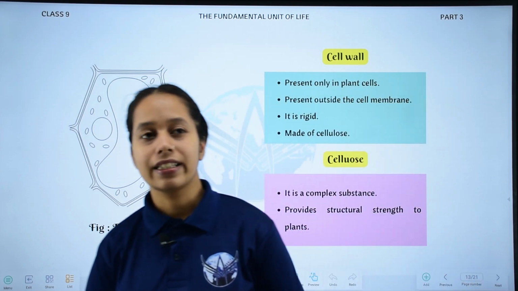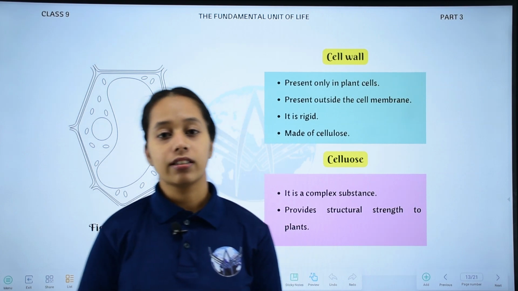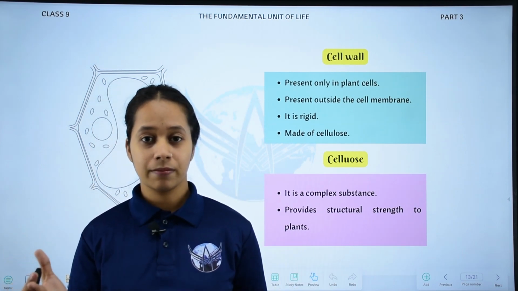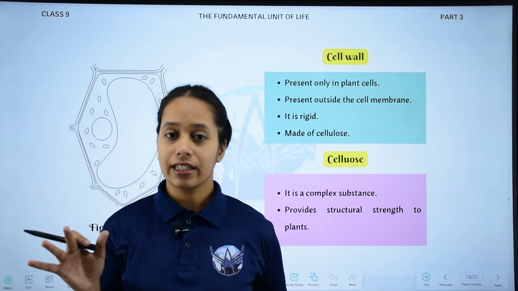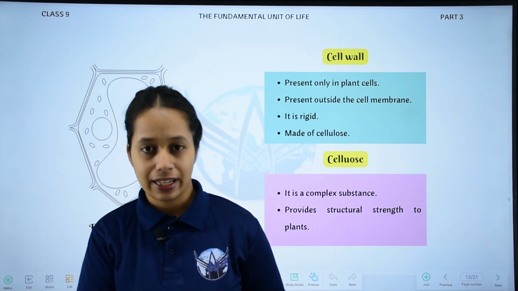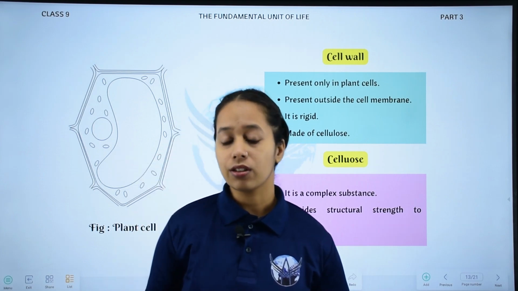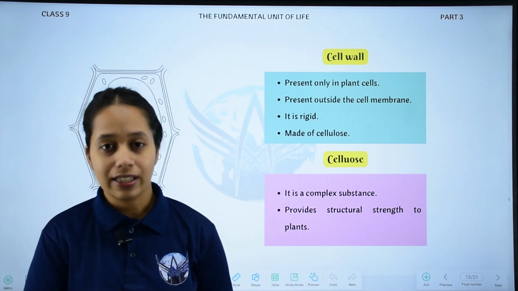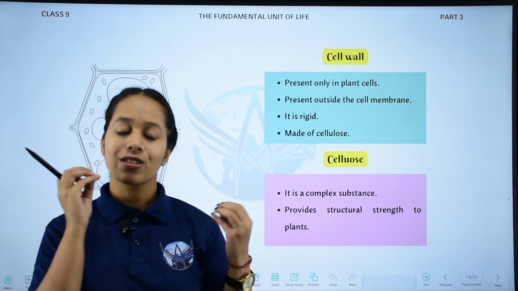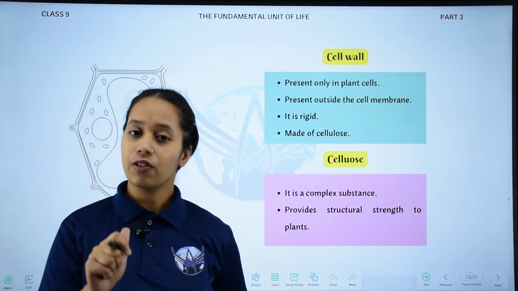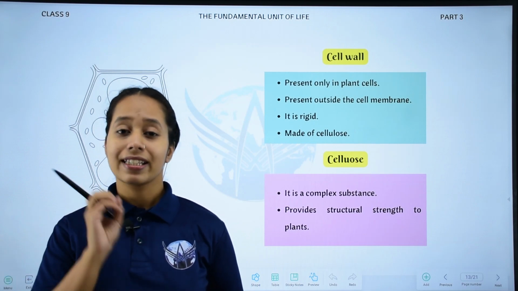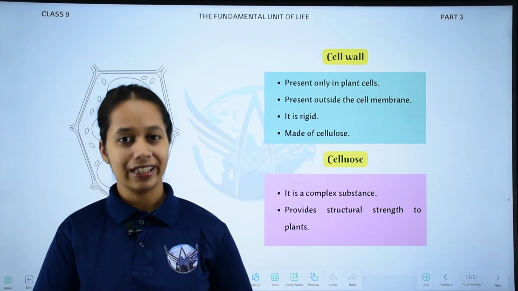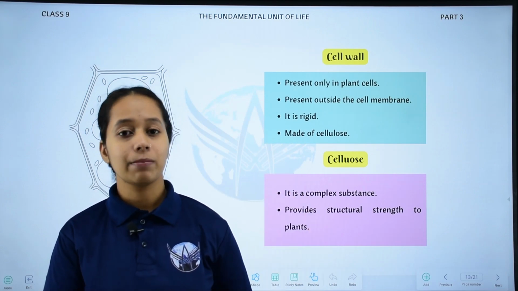A cell wall does not fall under the three major features of a cell, the three major features which are present in almost every cell irrespective of their shape and size. If it is not a part of the three major features, it means cell wall is not present in almost every cell. So what is a cell wall? First of all, it is not present in every cell. Cell wall is only present in plant cells.